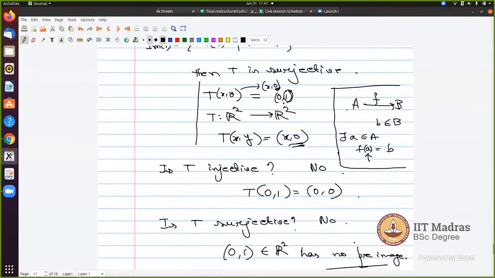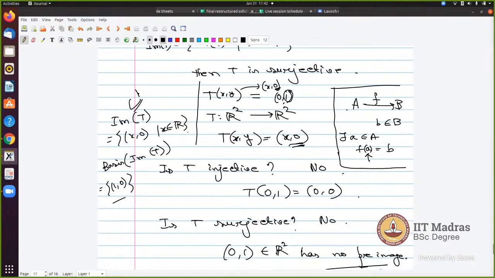So in this case, our image is basically this vector subspace. What is a basis of the image of T? We can take one basis: (1, 0). This forms a basis, correct? Because (1, 0) will span the image. And this image is a subspace of R2. This is not the whole R2. It is a proper subspace. That's why it is not surjective. Clear?